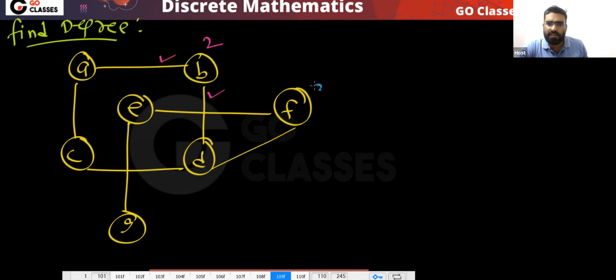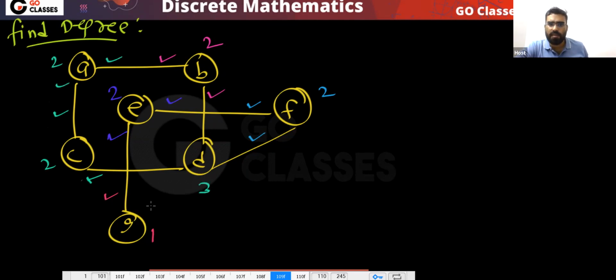What is the degree of vertex F? There are 2 edges falling on F. Next, what is the degree of E? The degree of E is 2 because there are 2 edges falling on E. The degree of C is 2. Edges are falling on D. So this is the idea of degree.